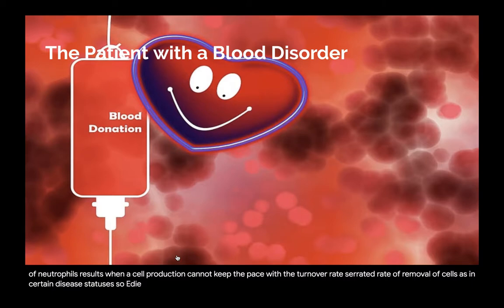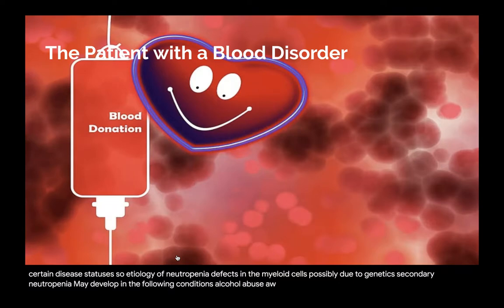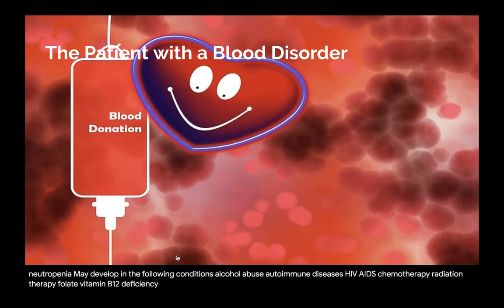So, etiology of neutropenia. Defects in the myeloid cells possibly due to genetics. Secondary neutropenia may develop in the following conditions: alcohol abuse, autoimmune diseases, HIV, AIDS, chemotherapy, radiation therapy, folate or vitamin B12 deficiency, infection, or bone marrow transplant.